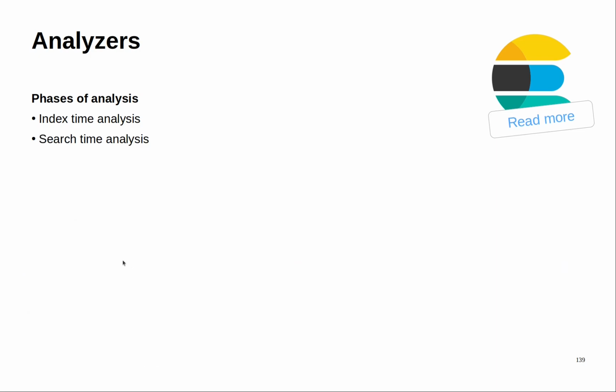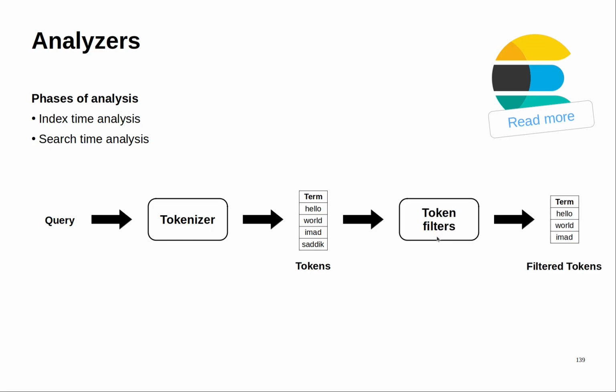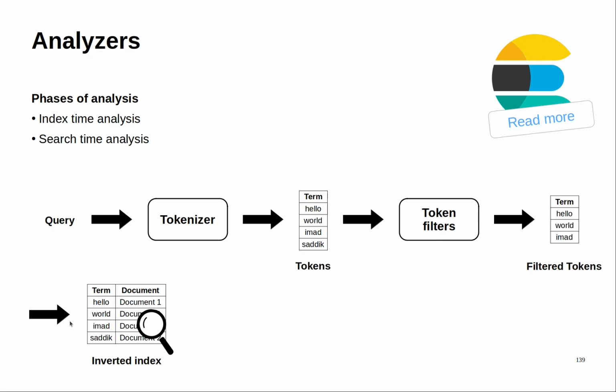Now, when searching, we start with the query. The query is separated into individual tokens by the tokenizer and then filtered by the token filters. Finally, we search in the inverted index to retrieve the documents that match the query.